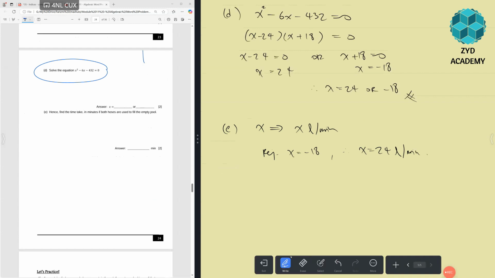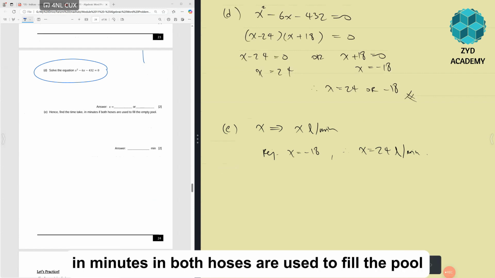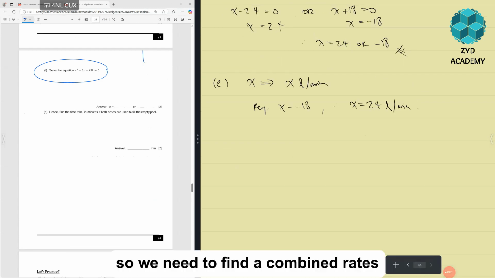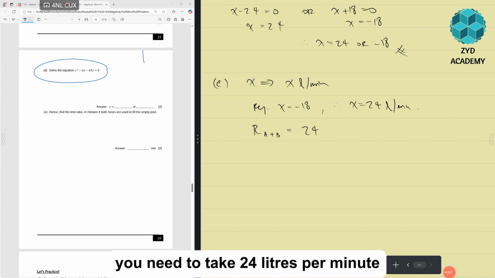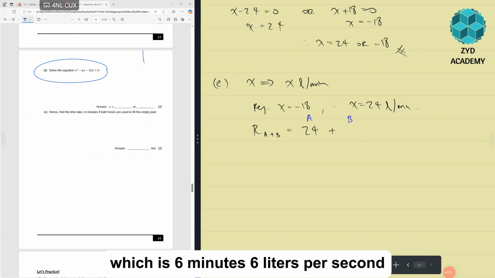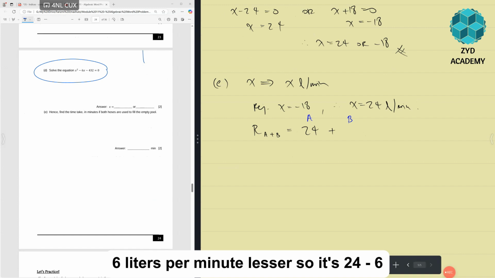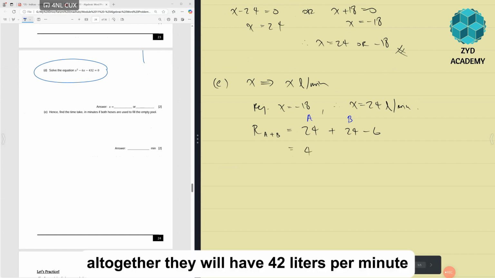And what do they want? Find the time taken in minutes if both hoses are used to fill the pool. So we need to find the combined rates. For the rate of A plus B, you need to take 24 liters per minute, which is the rate of A, plus the rate for B, which is 6 liters per minute lesser. So it's 24 minus 6. This is the rate for B. Altogether, they will have 42 liters per minute.